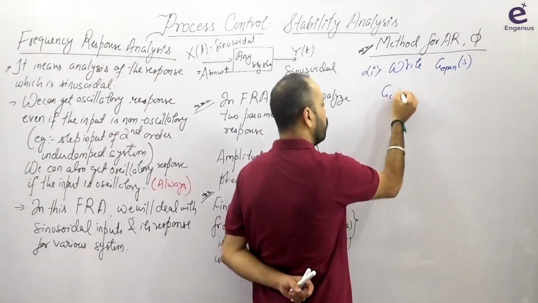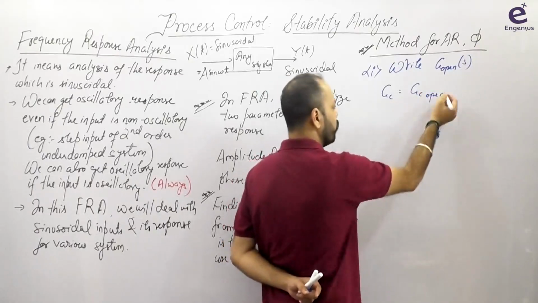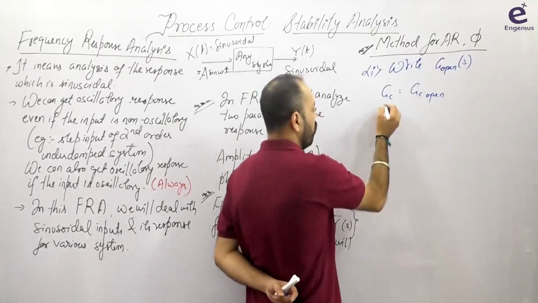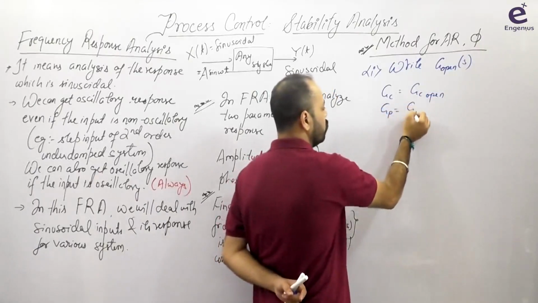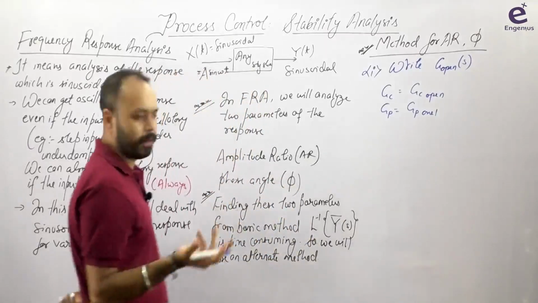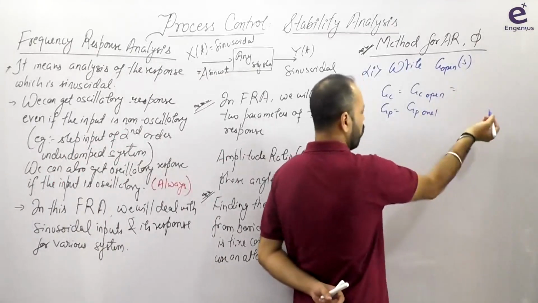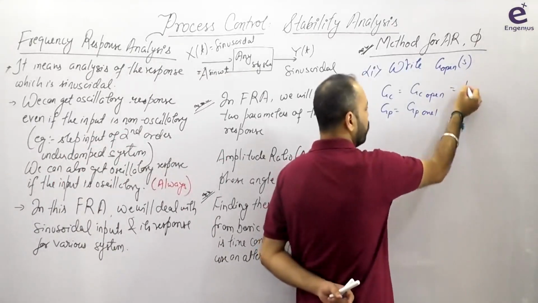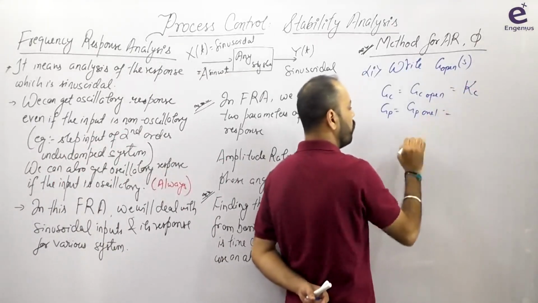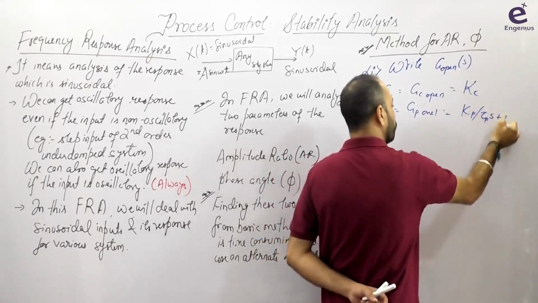What is GC? GC can be written as GC open, means the controller transfer function. Sometimes GP can be written as GP open. I'm not writing open loop transfer function. GC open, GP open. Okay, same thing, right? GC open means the controller transfer function. If the controller is a P controller, then it is KC. GP open means the process transfer function. If it is a first order transfer function, then KP by tau PS plus 1.